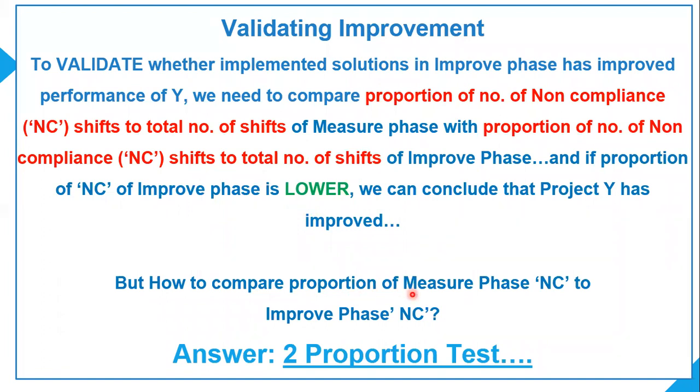So how to compare proportion of measure phase NC to improve phase NC? Which statistical test are we going to use here? In analyze phase, we used the chi-square goodness of proportion test, graphical assessment or graphical analysis. Here, to compare proportion of measure phase NC to that of improve phase NC, we are going to use the test called two proportion test, because here we have two proportions to check: measure phase proportion of NC compared to improve phase proportion of NC. So let's move ahead.